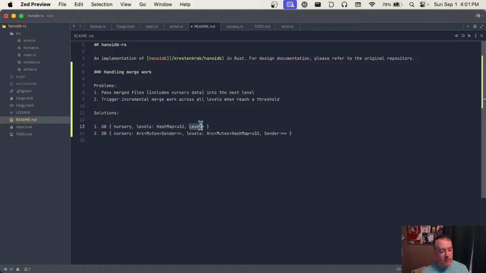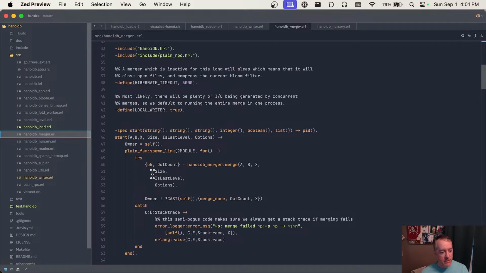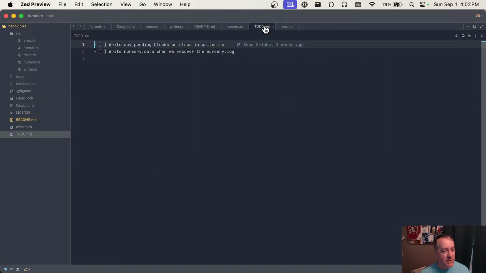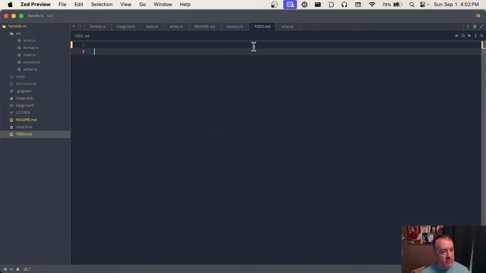So basically the logic for when to trigger merges will be a combination of, you know, the nursery and the level, and we'll make the level struct. Okay, I don't know if we'll commit this, but we also have a to-do. Yeah, we did all that. Okay, those are no longer to-dos.